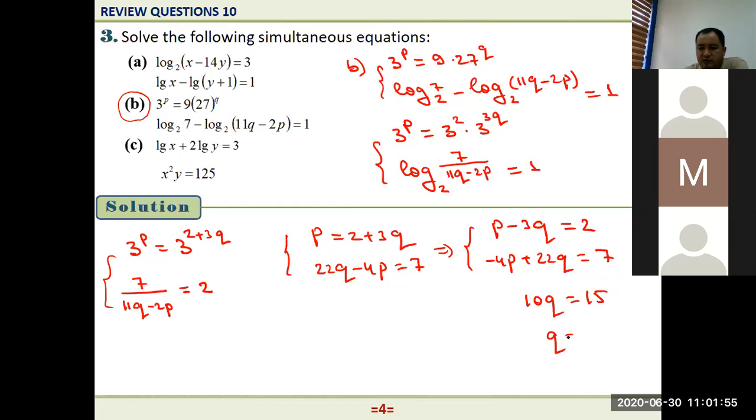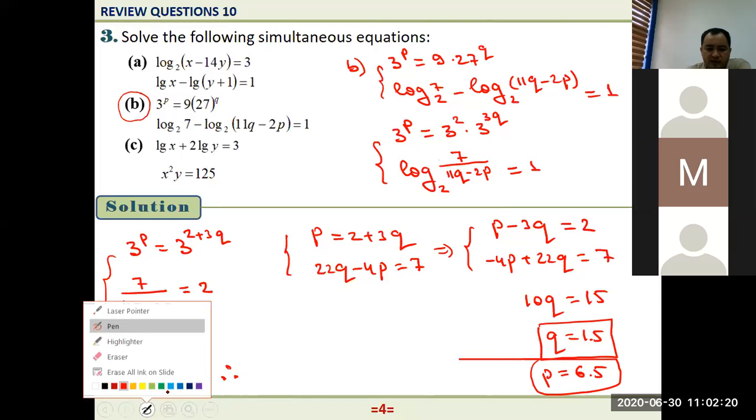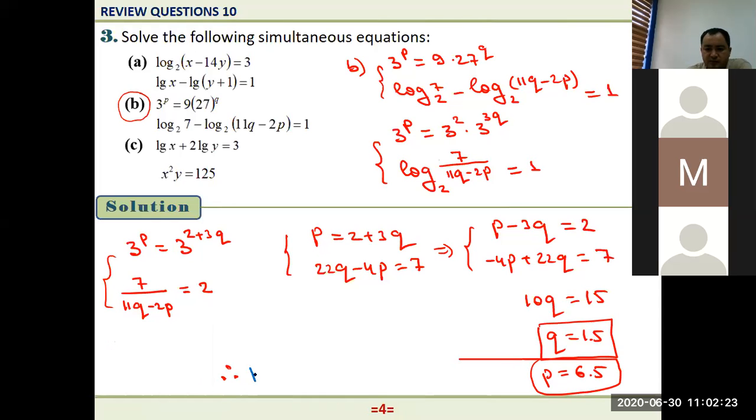Now from here, what is Q? Q is 1.5. Okay, we got the value of Q. Now if you substitute here, also we will get the value of P: 1.5 multiplied by 3 is 4.5. Take to the right hand side, 2 plus 4.5, that is 6.5. That is another solution. So the solution of the given equation is P equals 6.5 and Q is equal to 1.5.